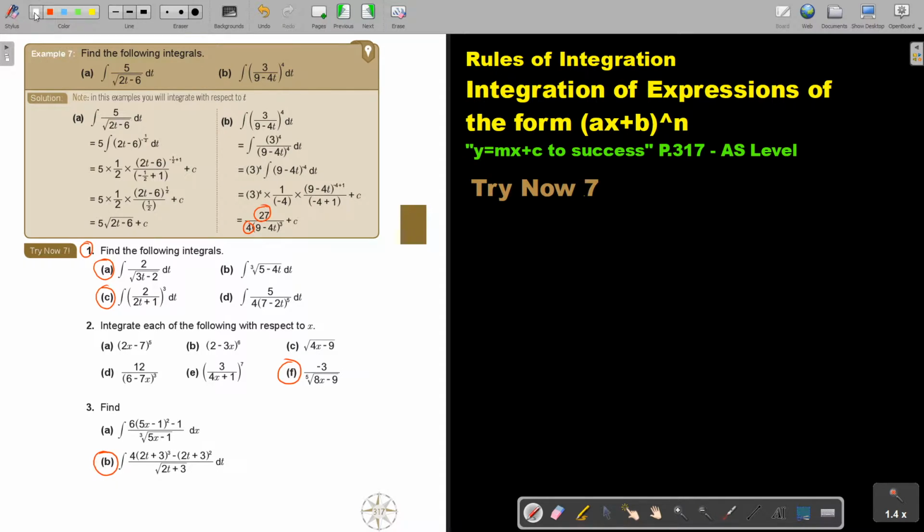Okay, let's start. Number A. So there's my integral sign. It was 2 over the square root of 3t minus 2, dt. Okay, and that is actually the same as, you can put the 2 there, if you take it out, it's a half, and if you bring it up, it's going to be negative half.